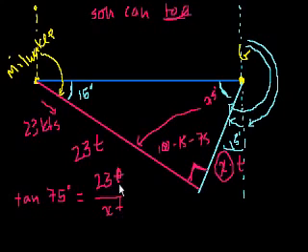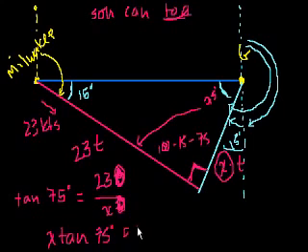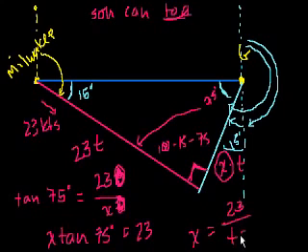Well, the t's cancel out, right? And let's see if we can solve for x. So we multiply x times both sides. You get x tangent of 75 is equal to 23. And then divide both sides by the tangent of 75, and you get x is equal to 23 divided by the tangent of 75 degrees. And so that's our answer.